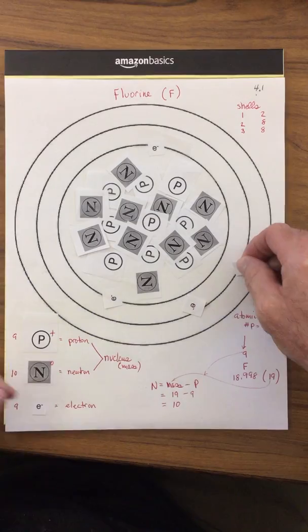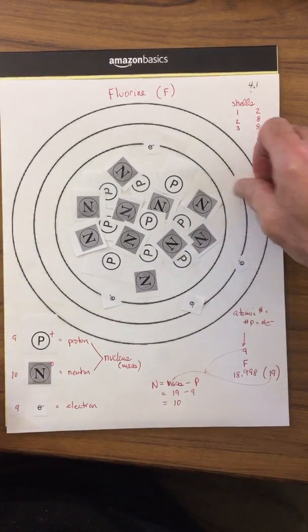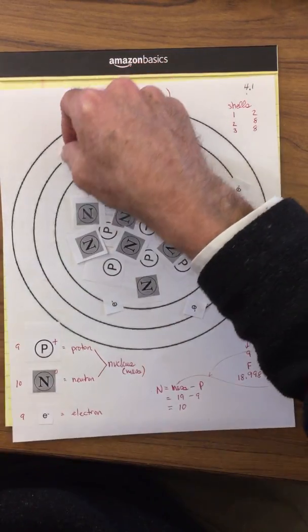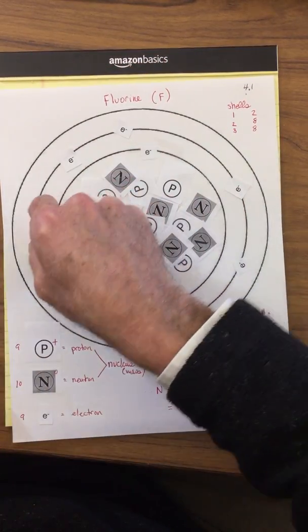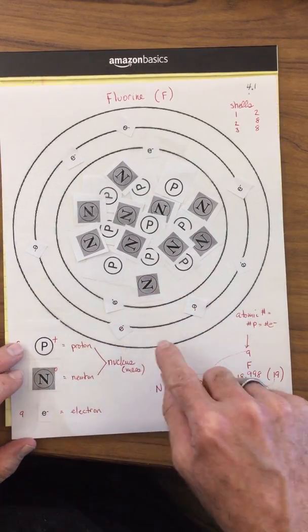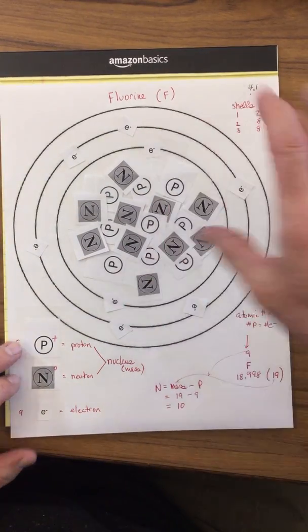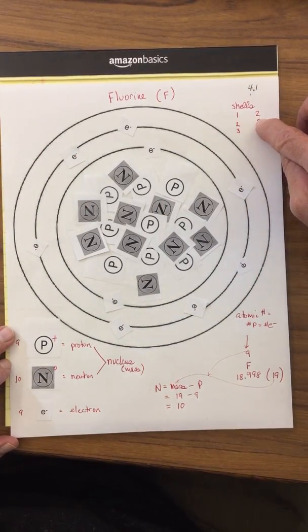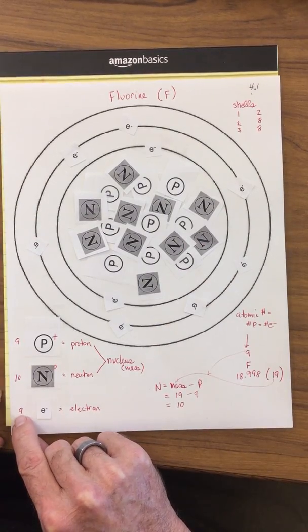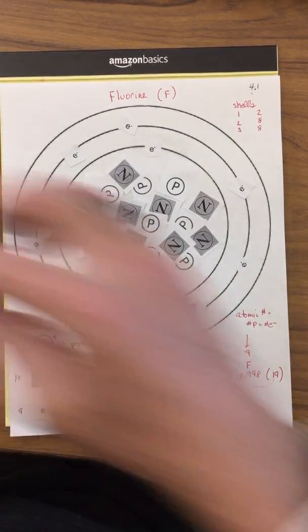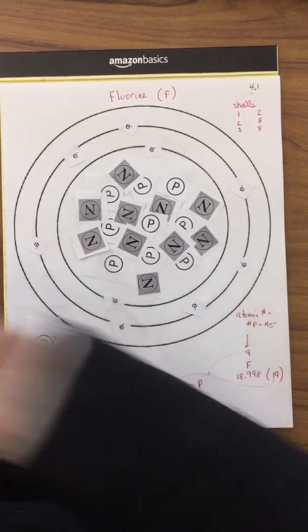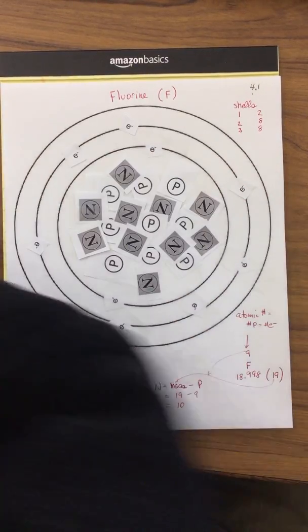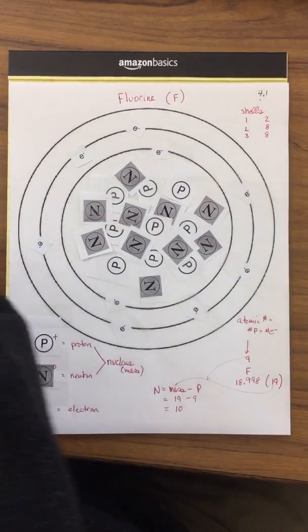So how many are going to fit in this next shell? I'm going to have 1, 2, 3, 4, 5, 6, and then I'll have 7. My 2 in my first shell, plus the 7 that I have. I actually don't have 8, because if I had 2 and 8, I'd have 10 electrons, but this atom only has 9 electrons. So my 2 on the inner shell plus the 7 on the second shell makes my 9 electrons.